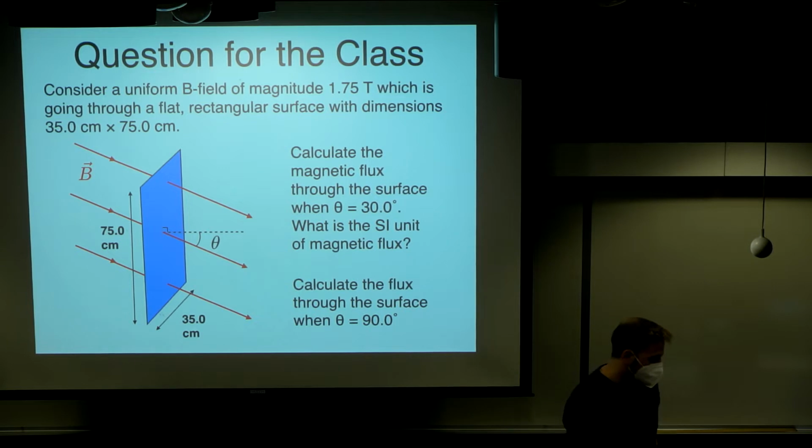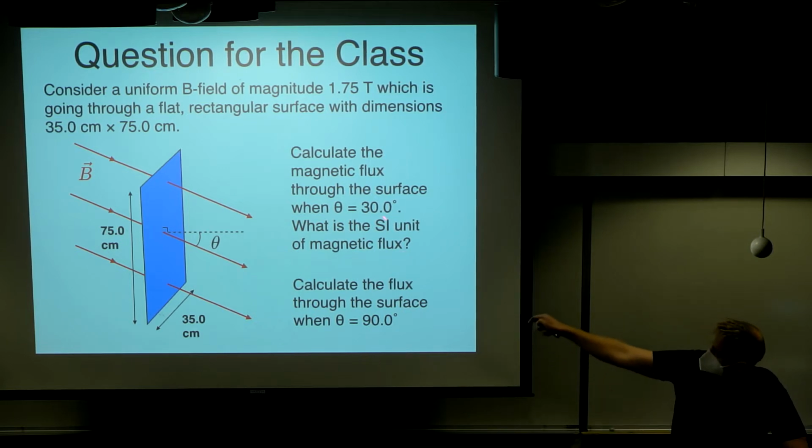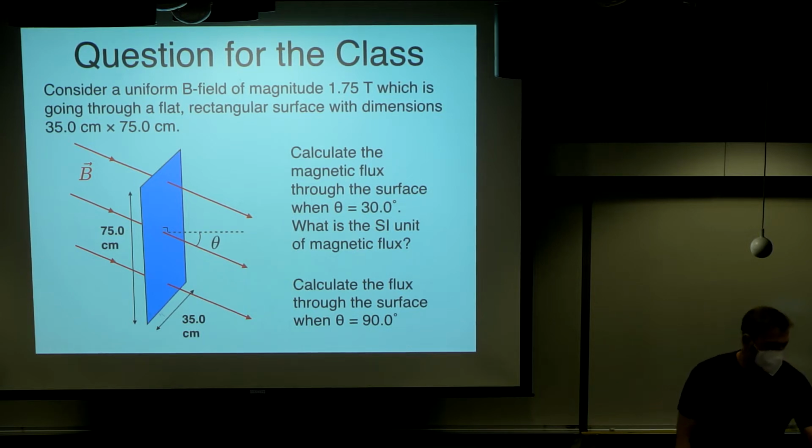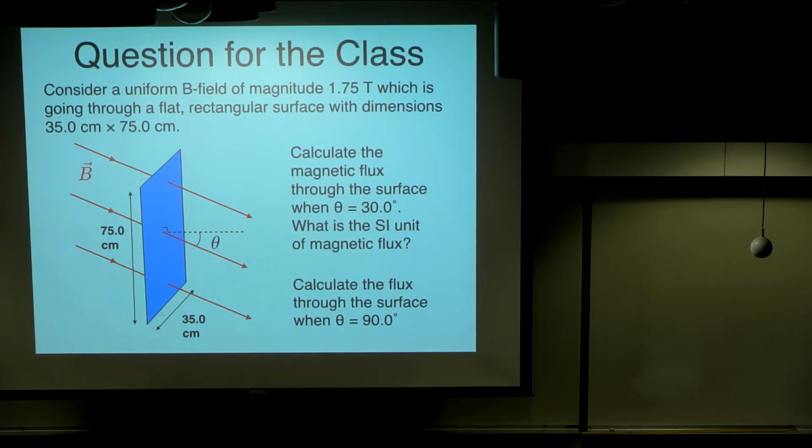So I'm going to ask you two questions. First, calculate the magnetic flux through the surface when this angle is 30 degrees. And then along with that, see what units pop out. Okay, there's going to be a natural unit that pops out when you calculate this flux. And then do the same exact thing when the angle is 90 degrees. Okay, see what you get. So take about, I don't know, 2-3 minutes to go through that, and then we'll discuss it together.